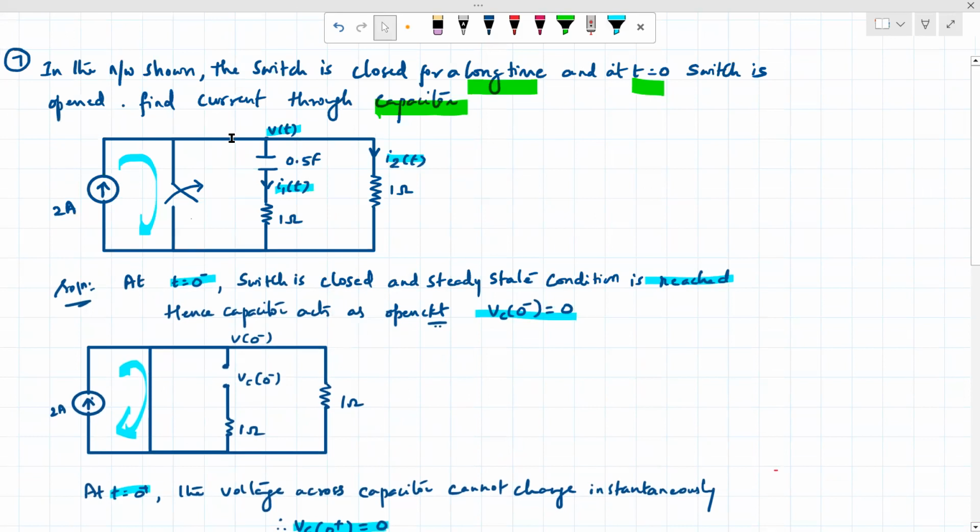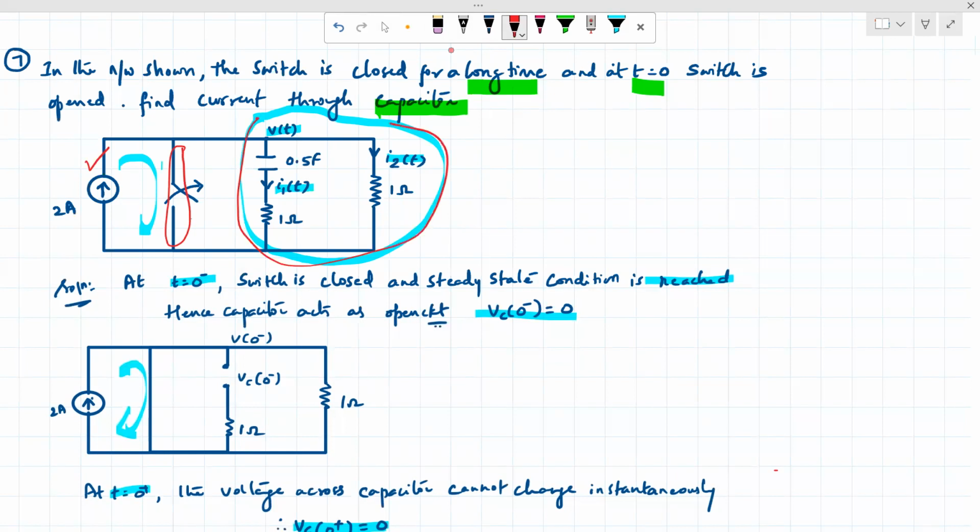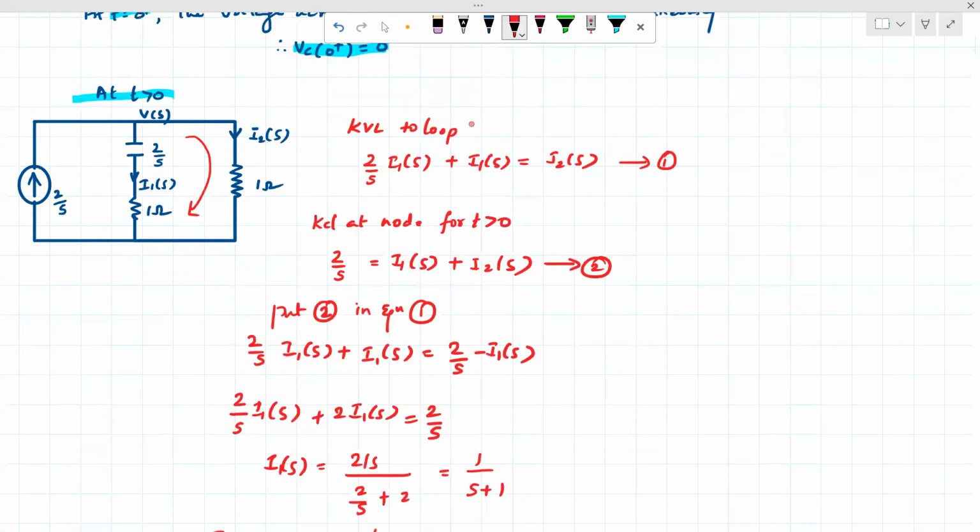The switch is open, so only this part of the circuit we need to consider at t greater than 0. I am rewriting this. Now the switch is open, so this branch will not exist. There will be a 2 amp current source along with this part of the circuit, which I will rewrite here. At t greater than 0, the switch, which was here, will be an open circuit, so I am not writing that here.